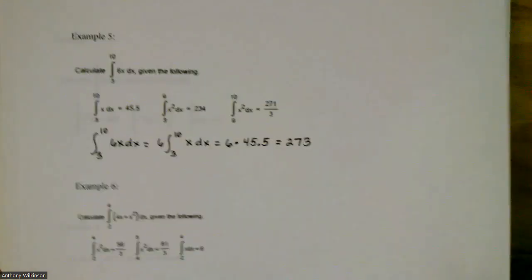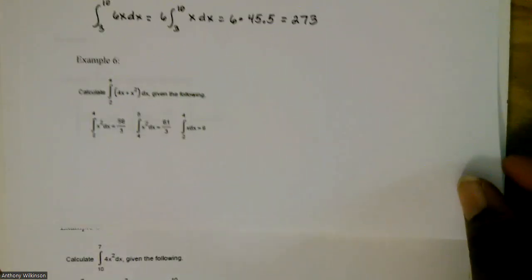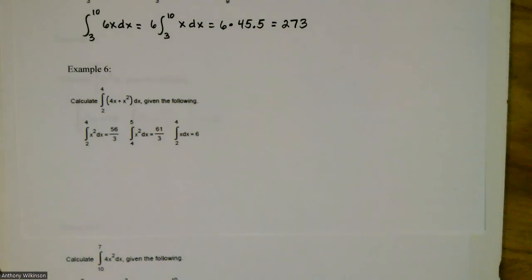All right, here's another example. Say we had this. The integral from 2 to 4 of 4x plus x squared dx. We want to calculate that given that the integral from 2 to 4 of x squared dx is equal to 56 over 3. The integral from 4 to 5 of x squared dx is 61 over 3, and the integral from 2 to 4 of x dx will be 6.